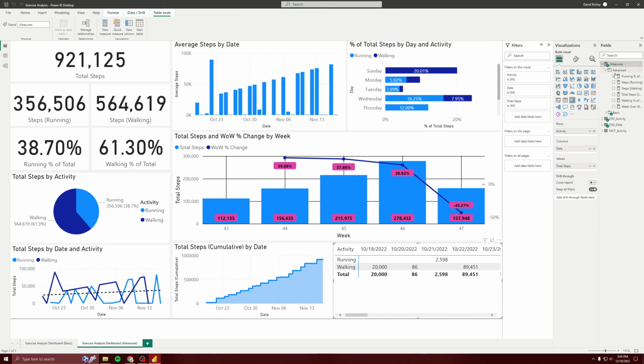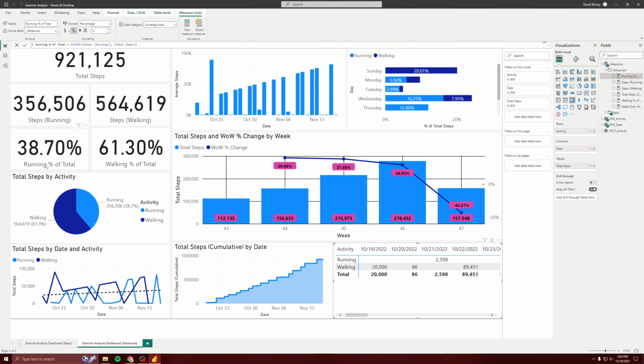Let's go back to it. Over here, it's just dividing the running steps by total steps. Steps running we got here. This card is total steps, and then filtered to the activity of running. Same thing for walking, but with total steps calculated or filtered down by all the dates, and then when it's less than the date here. That's for here.